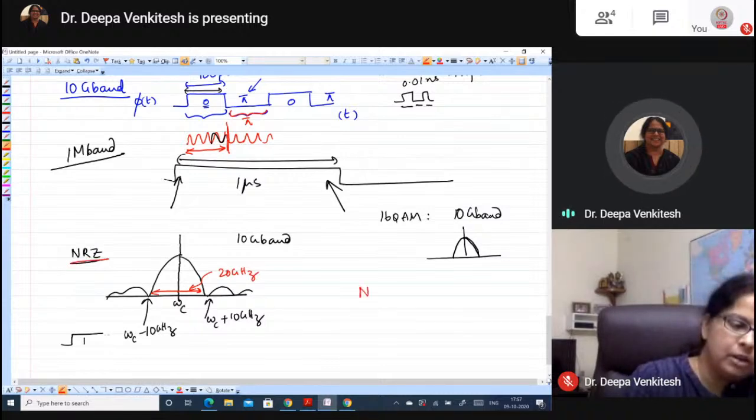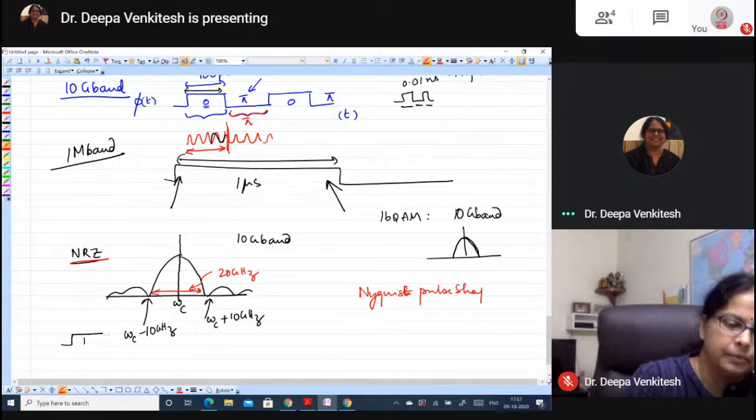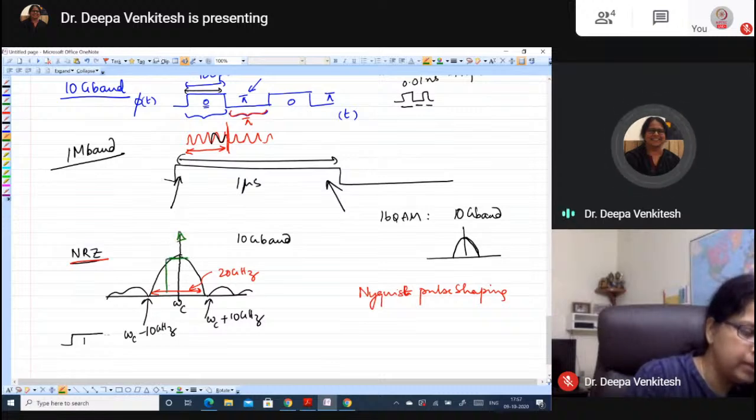But if you do what is called Nyquist pulse shaping, what you can potentially achieve is, this is frequency domain, okay? You can pack this spectrum. Forget about these side lobes, but then you can pack it within 10 gigahertz.